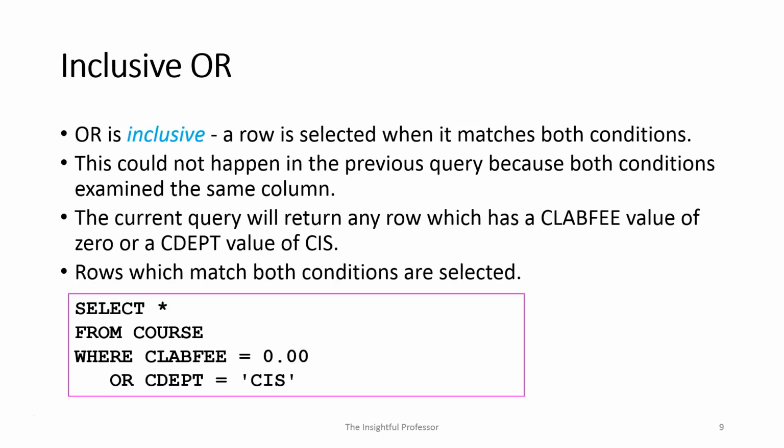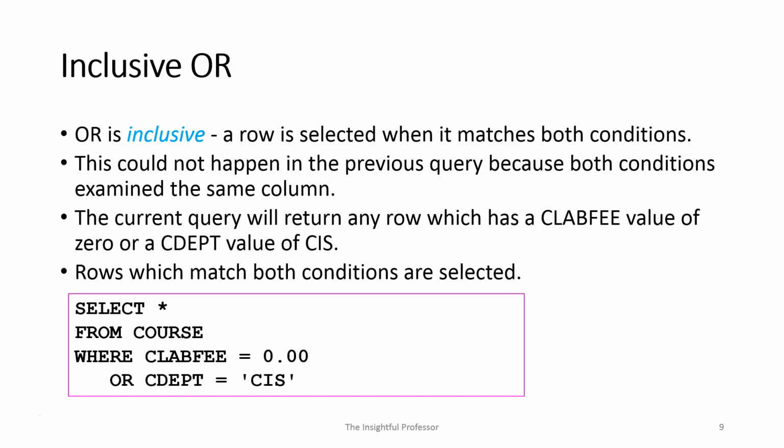Now, there's another interesting aspect of OR. OR is said to be inclusive. A row is selected when it matches both conditions. Okay, we've talked about that, but we didn't give a formal name to it. Here's the formal name about what we've been talking: an inclusive OR.